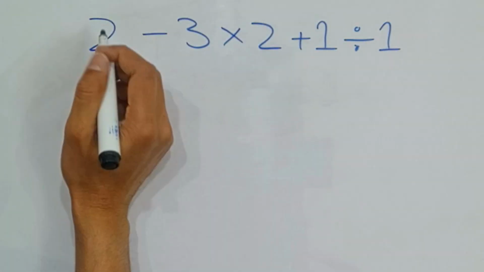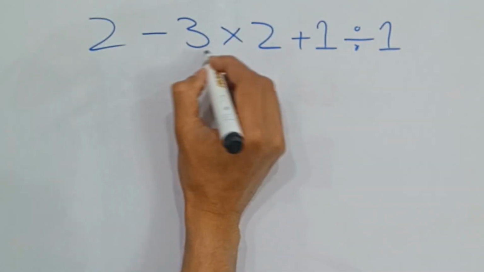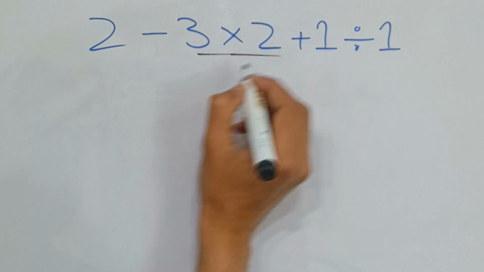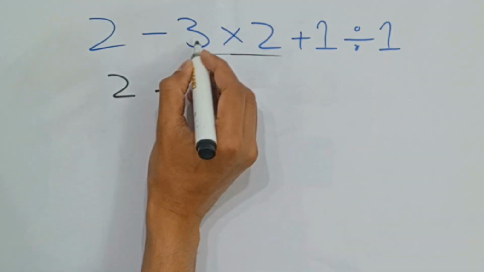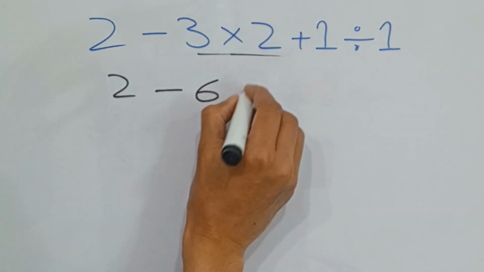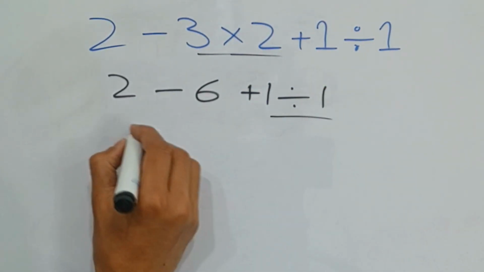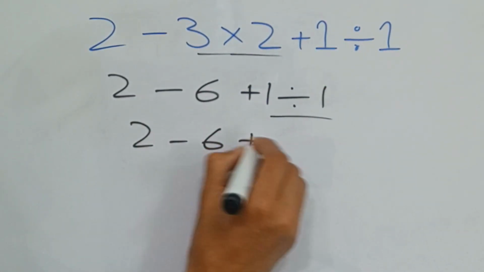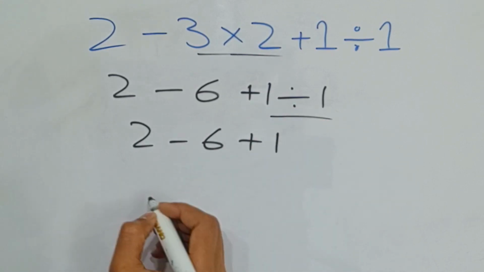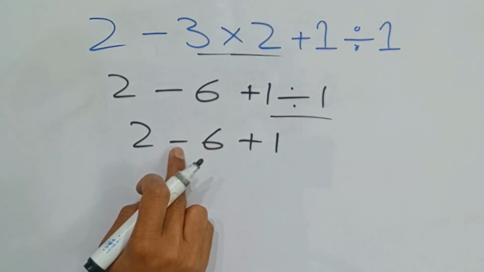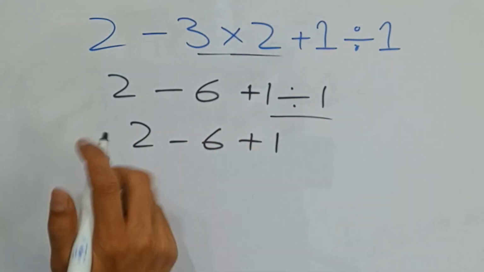So now let's solve this correctly. Multiply first, right? So 2 minus 3 times 2 equals 6 plus 1 divided by 1. Now divide first. 2 minus 6 plus 1 divided by 1 equals 1, right? Now addition, subtraction and addition from left to right.